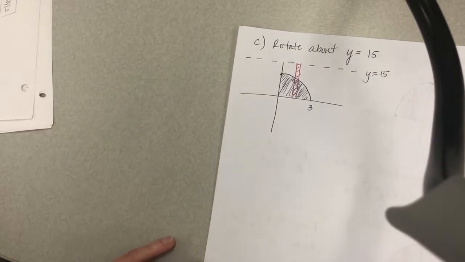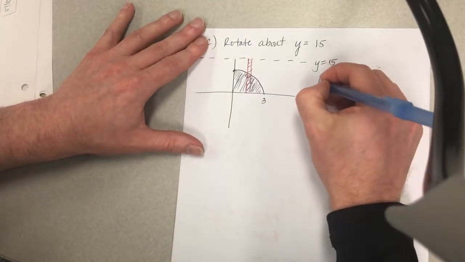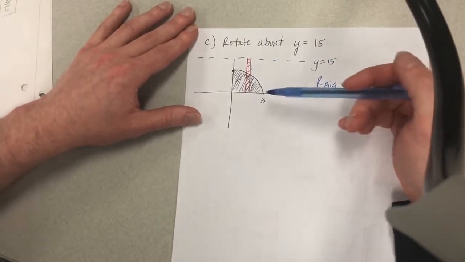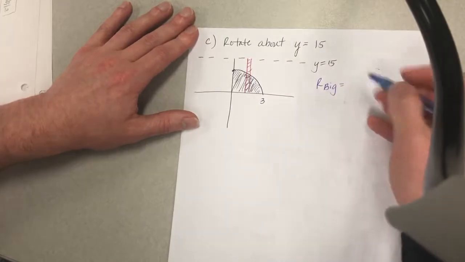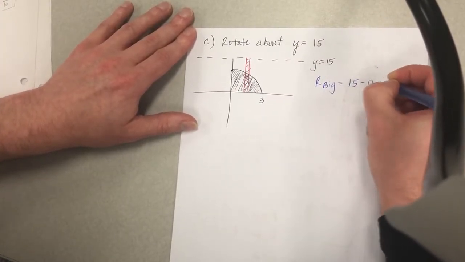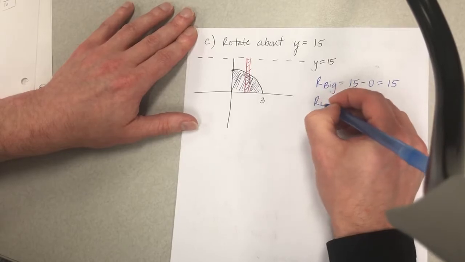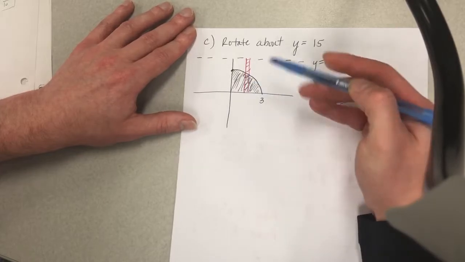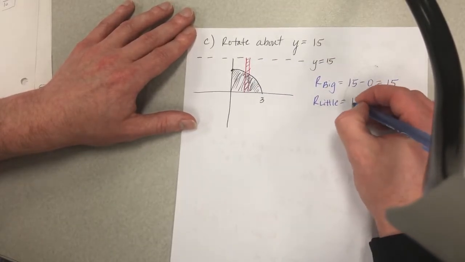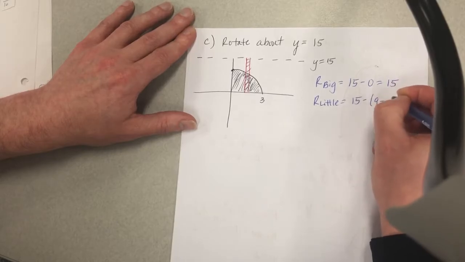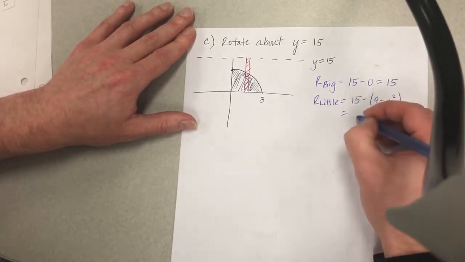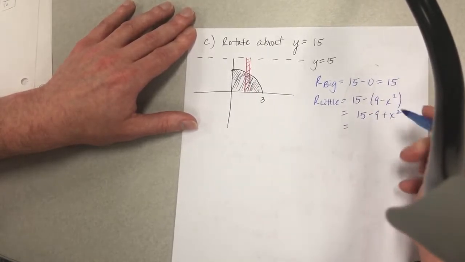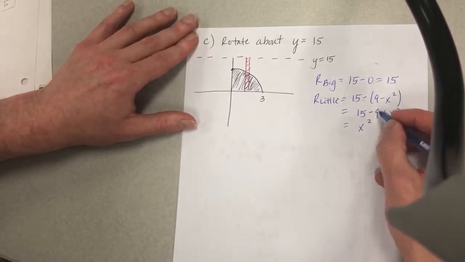So we're going to have to do an R big and an R little. Your R big is going to be your top curve minus bottom curve, and it extends the whole length of the ladder. Okay, so 15 minus 0 is 15. R little is going to be 15 minus (9 minus x squared). Okay, and simplifying this out, you get 15 minus 9 plus x squared, so it should be x squared plus 6.